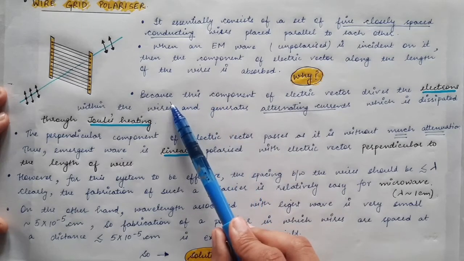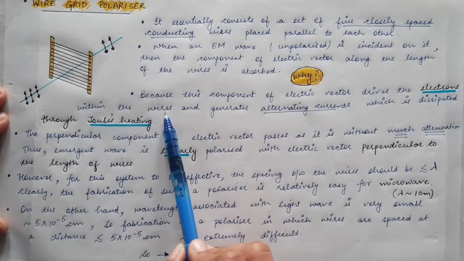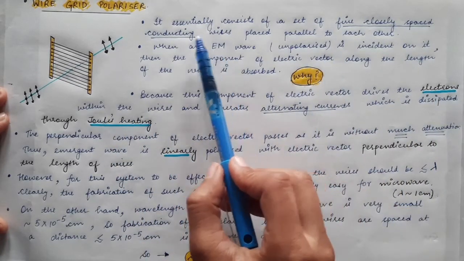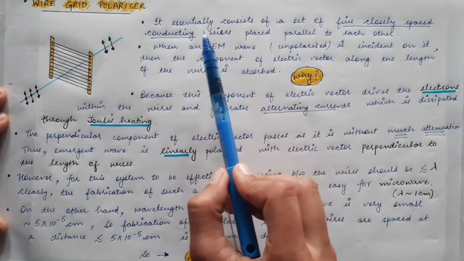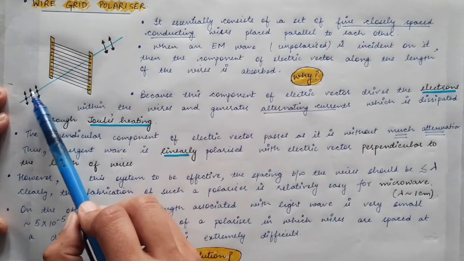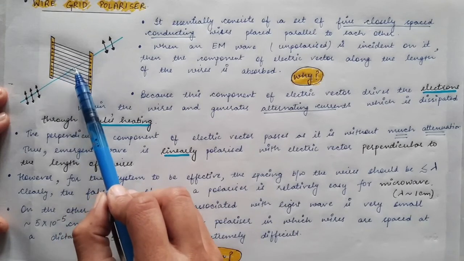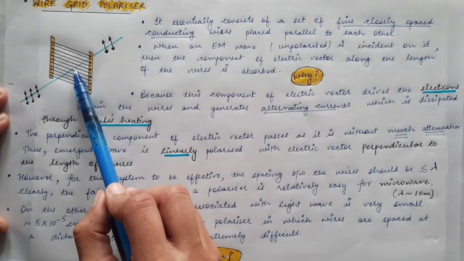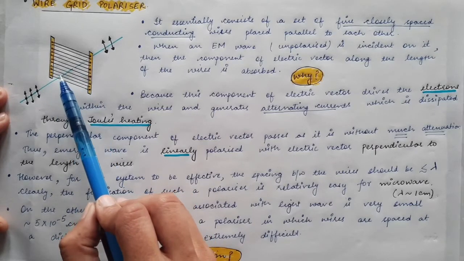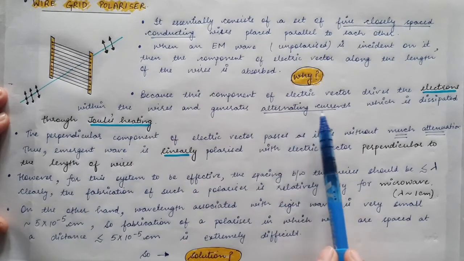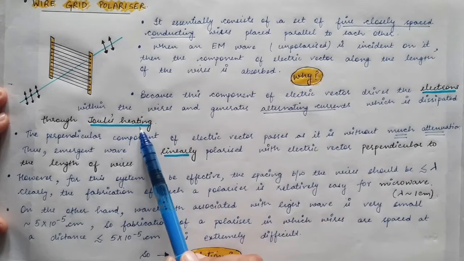This gets absorbed because this component of the electric vector drives the electrons within the wires. As we have taken conducting wires, there are free electrons present inside these wires. So when the component of the electric field which is along the length of the wires falls on these wires, the electrons inside the conducting wires start oscillating and they generate alternating currents. This alternating current then gets dissipated through Joule's heating.